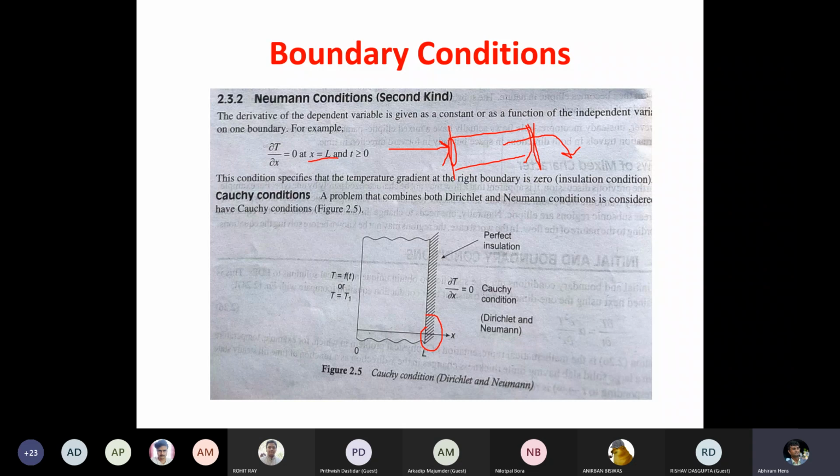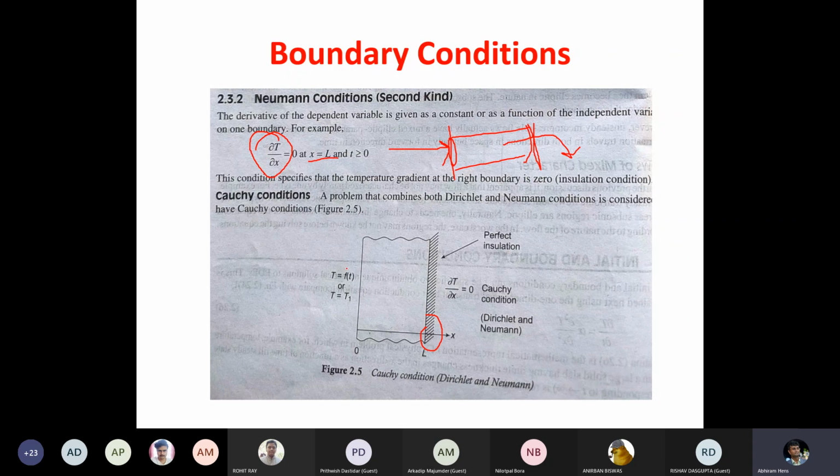That means the pressure gradient no longer exists. It's a free surface, the fluid is just moving out. This type of boundary condition is called the Neumann boundary condition, where the boundary condition is given in terms of a derivative, not precisely mentioned.